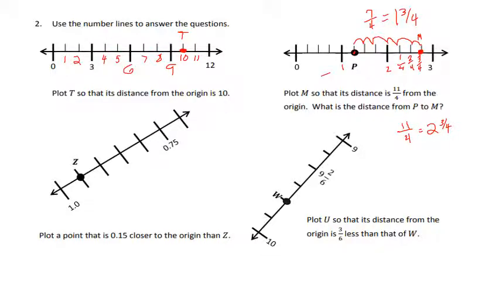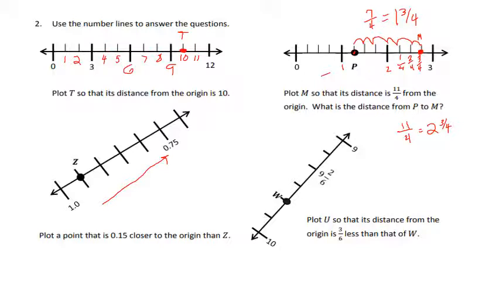Next one down here says plot a point that is 15 hundredths closer to the origin than Z. Okay, so it's closer to the origin. Now, this is done where it starts at 1.0 and it's getting smaller as it's going to the right. So it's 15 hundredths. Well, first off, I've got to figure out what the increments are. So the best thing sometimes to do is just guess, check, and revise.